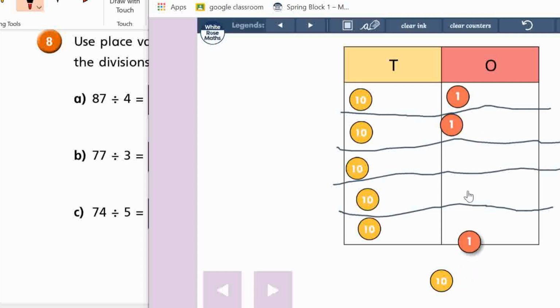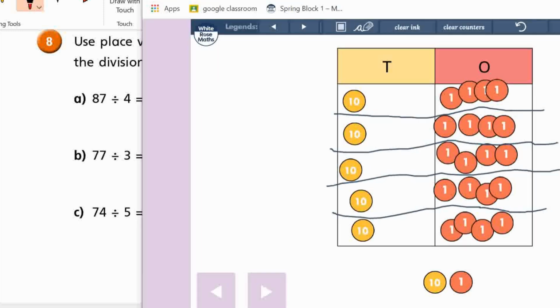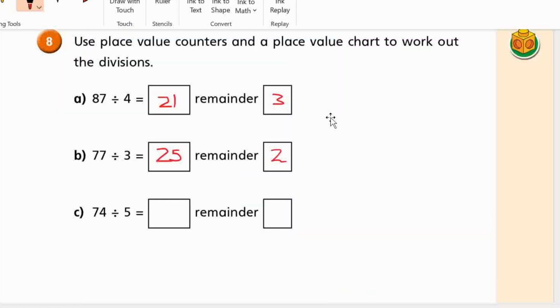1, 2, 3, 4, 5, 6, 7, 8, 9, 10, 11, 12, 13, 14, 15, 16, 17, 18, whoops, 18, 19, 20. Now I have to do 24, but I can't put an equal number in each row. Now can I? Yeah, so I've got 4 left over. Okay. Right, so how much is in one row? 14, and then I have remainder 4. Okay.